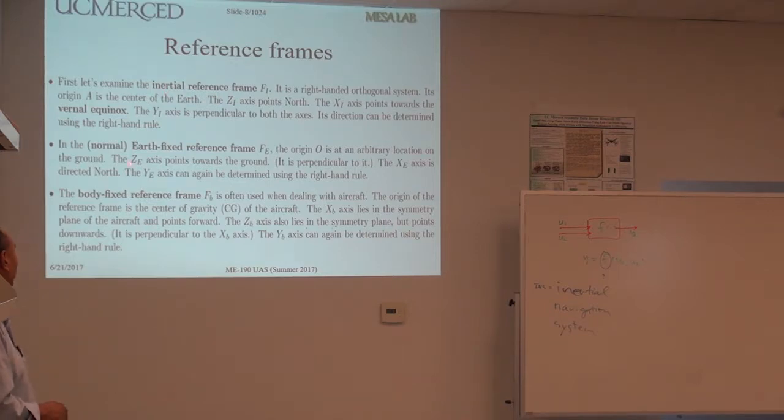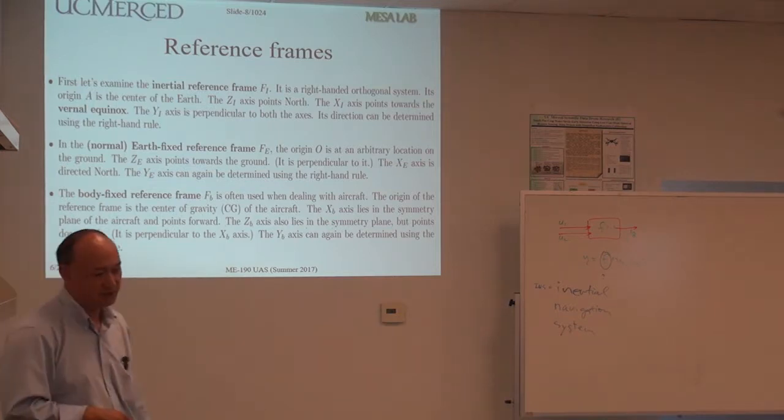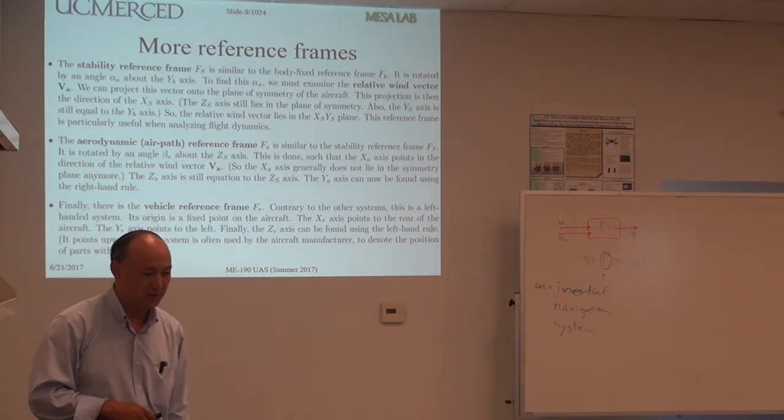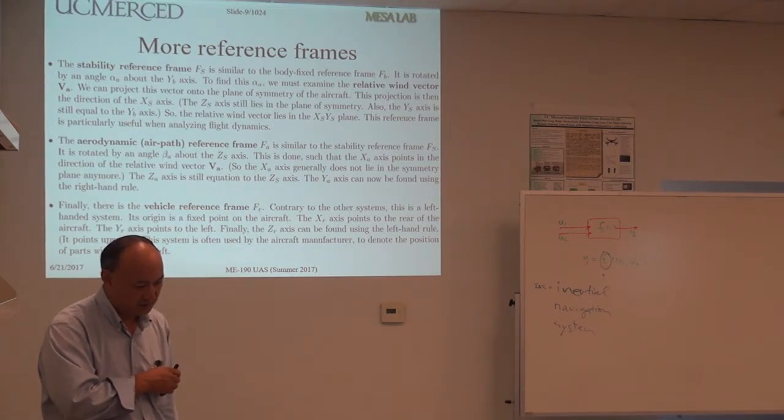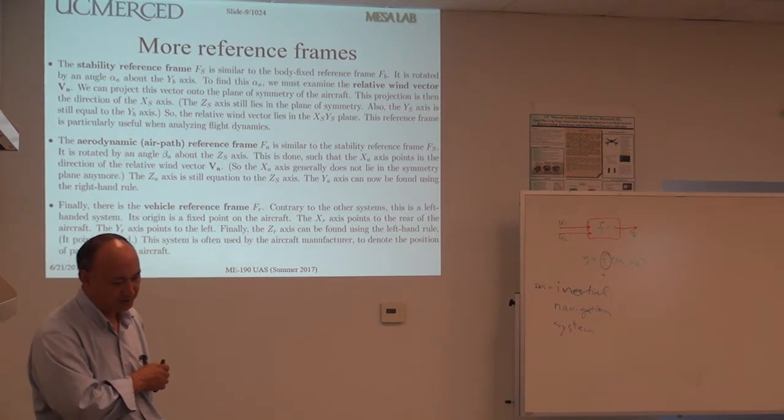Sorry, I correct. So Earth's fixed reference frame: the origin is any arbitrary location on the ground, like your launch point. ZE points towards the ground, perpendicular to it. XE is directed north. YE can be obtained by the right-hand rule. And the body reference frame is easy. There are many others, like the stability reference frame, aerodynamic or air path reference frame, and the vehicle reference frame.